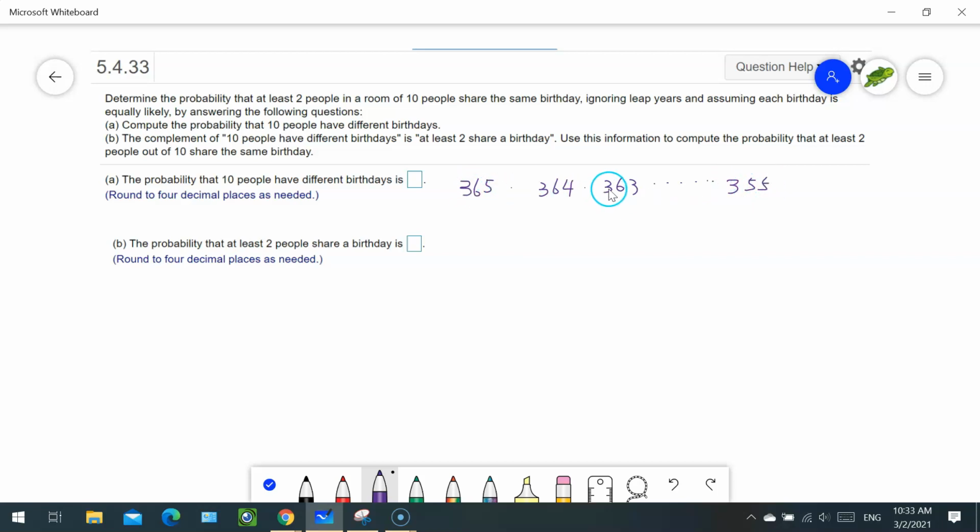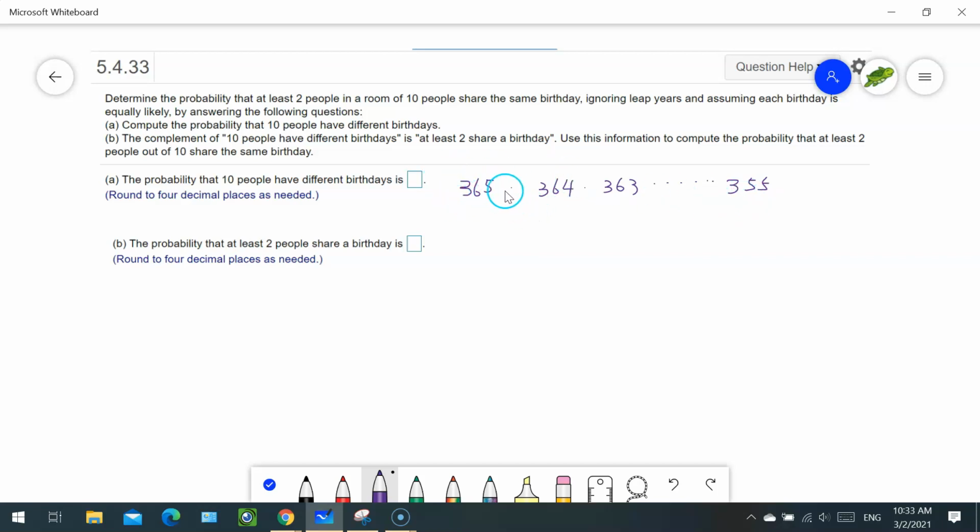Right? So for these 10 people, if the first person occupies the entire 365 days, any day could be a possibility for that person's birthday. That means the following person only has 364 days to select from, and occupies any other day among those 364 days. The third person will have 363 days to select, and then just keep going down to 355 days until the 10th person.